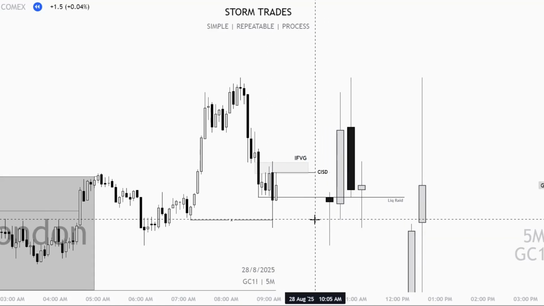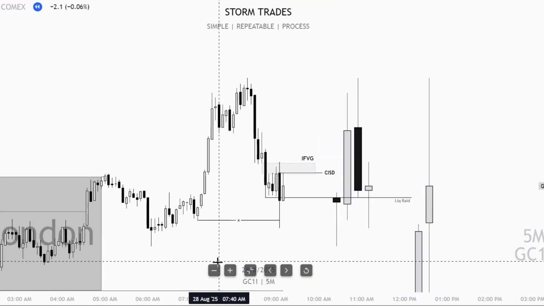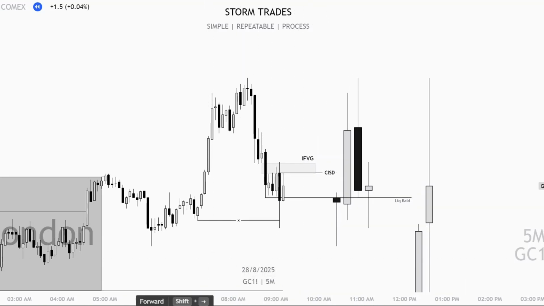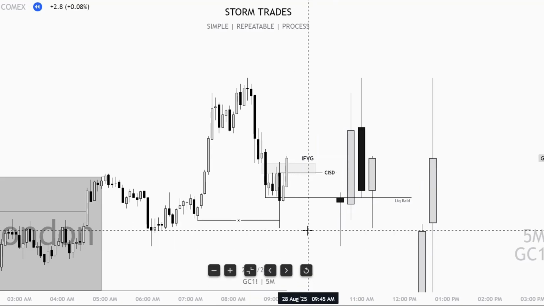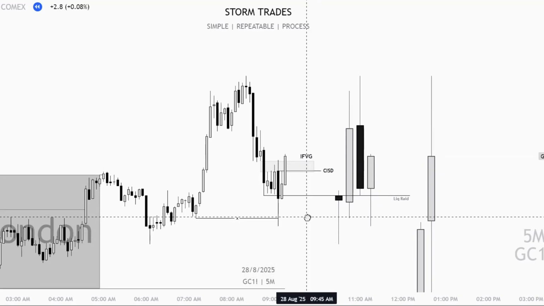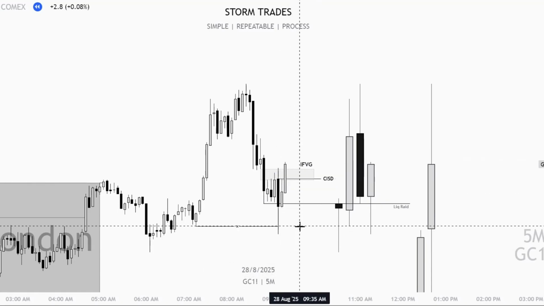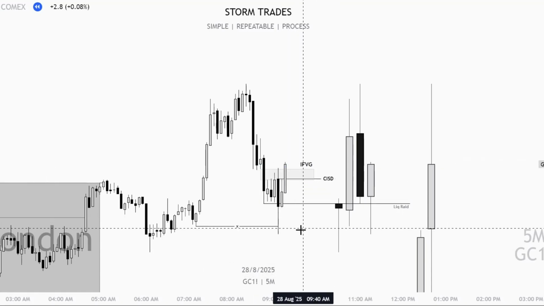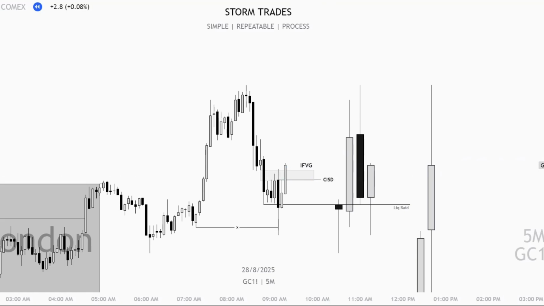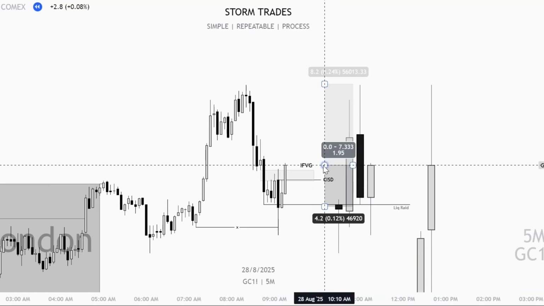I don't need all of them. I just like to see them stacked together. It helps my confluence and my confidence going into a trade. All right, on the very next candle, we get a nice strong candle close through both of those PD arrays. This is exactly where I entered my first trade.